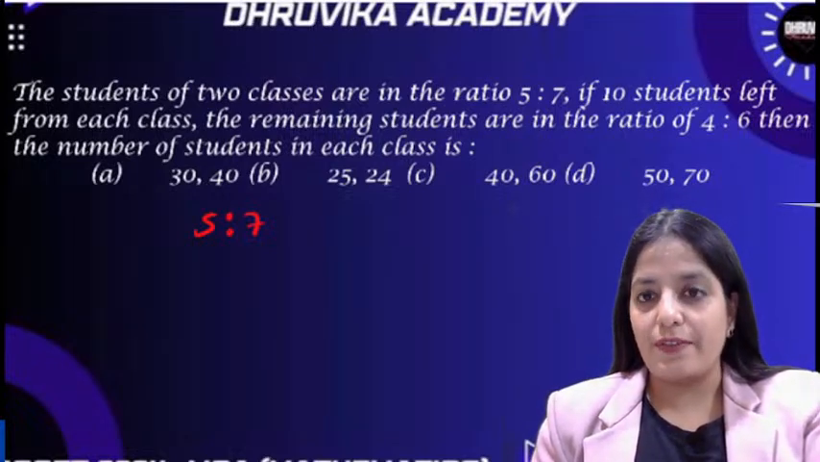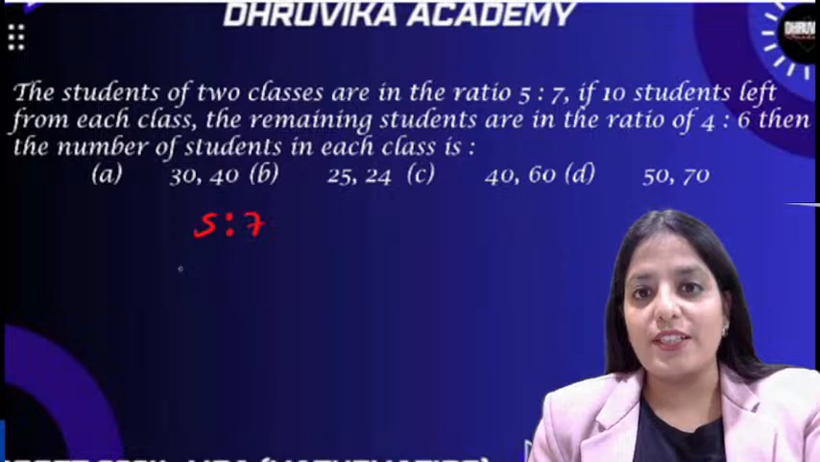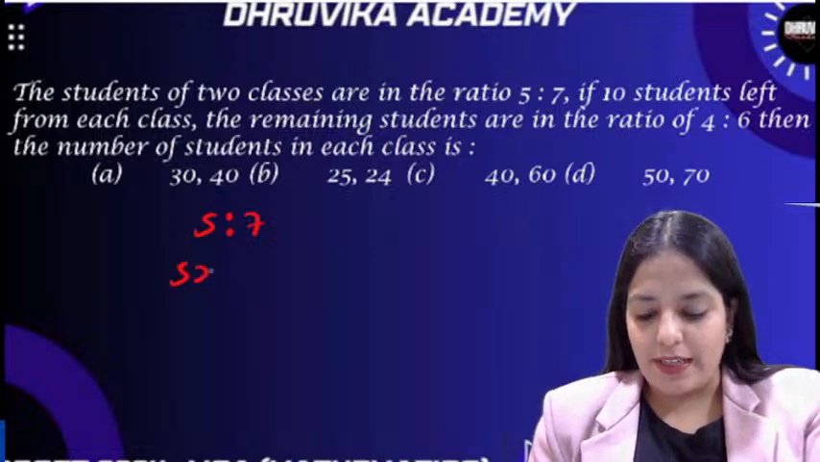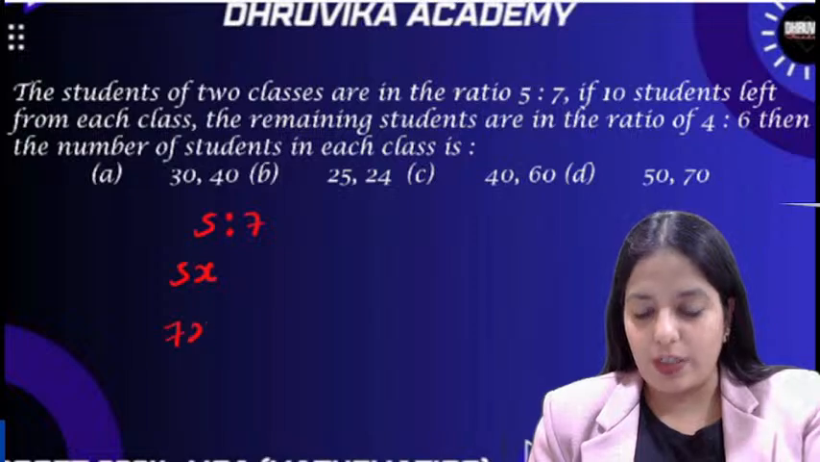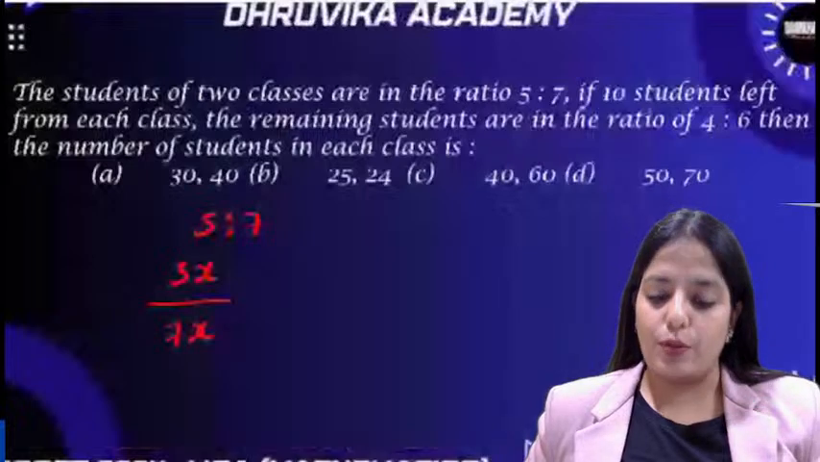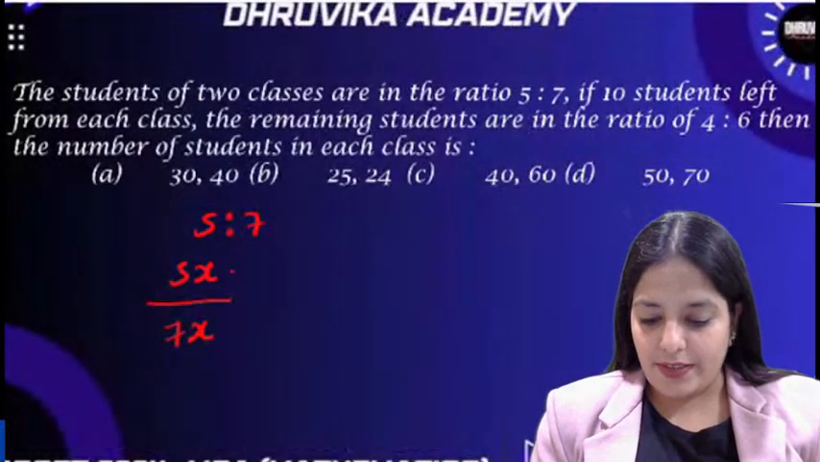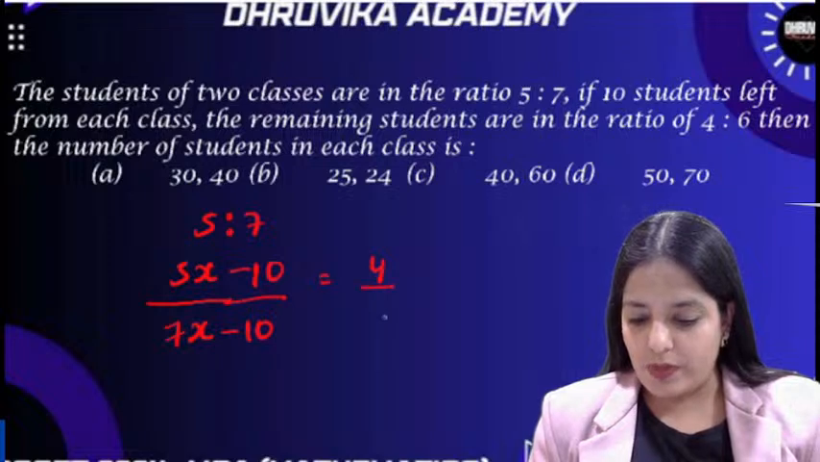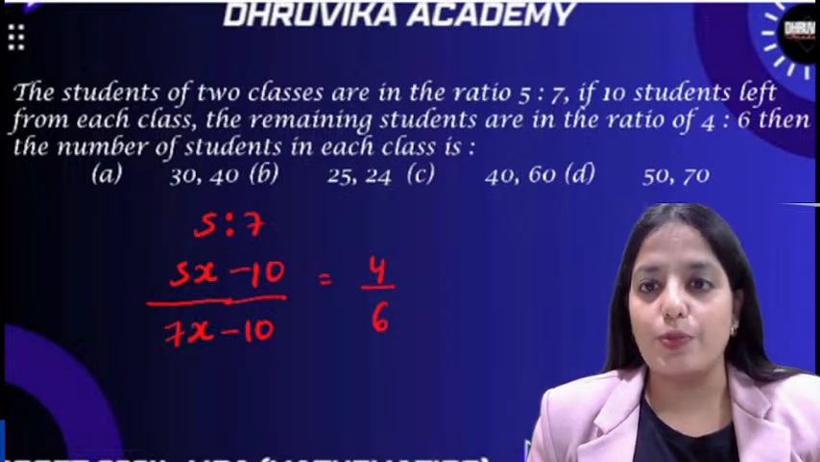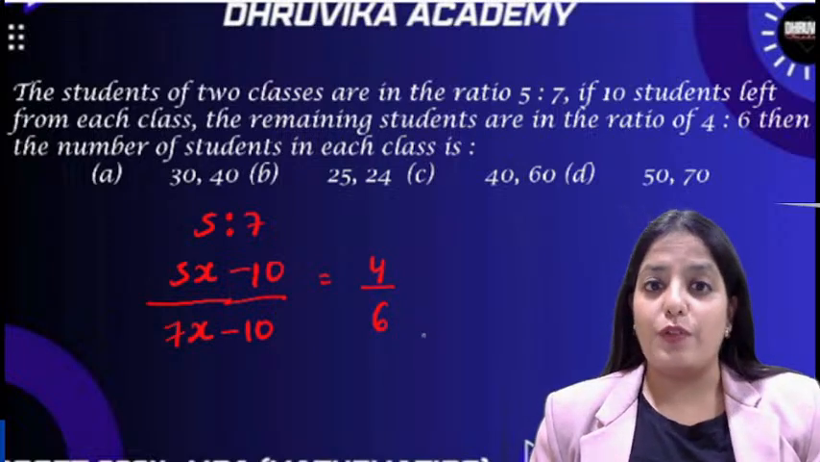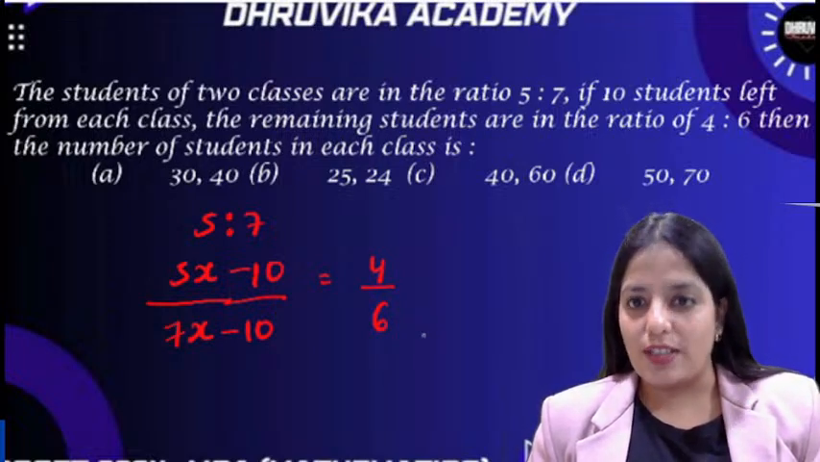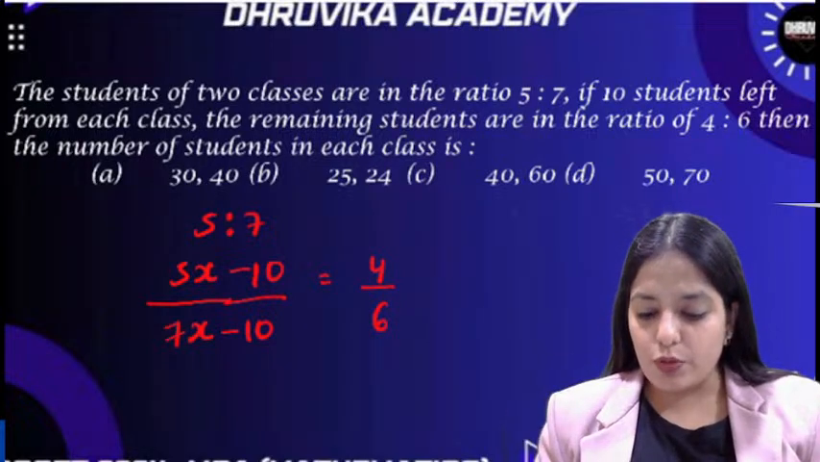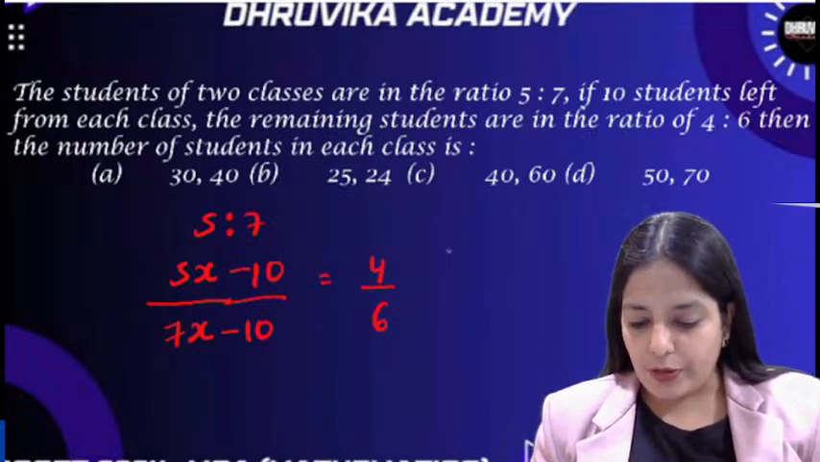5:7, that means originally the number of students were 5x and 7x in the two classes. Now what happened? 10 students left from each class: 5x minus 10, 7x minus 10. Now the new ratio comes out to be 4:6. Now you have to find the number of students in each class. So how are you going to do it quickly?